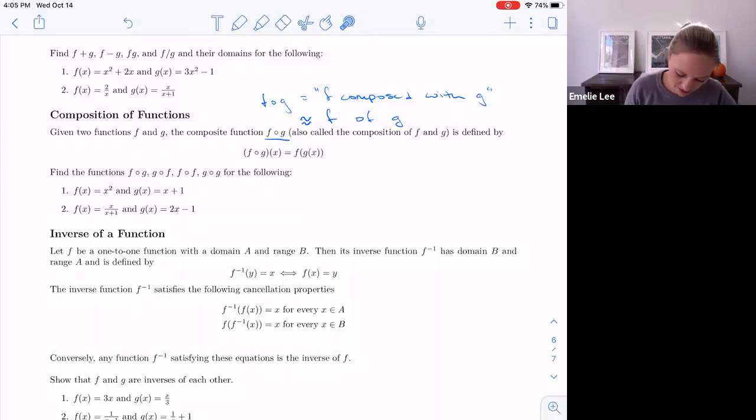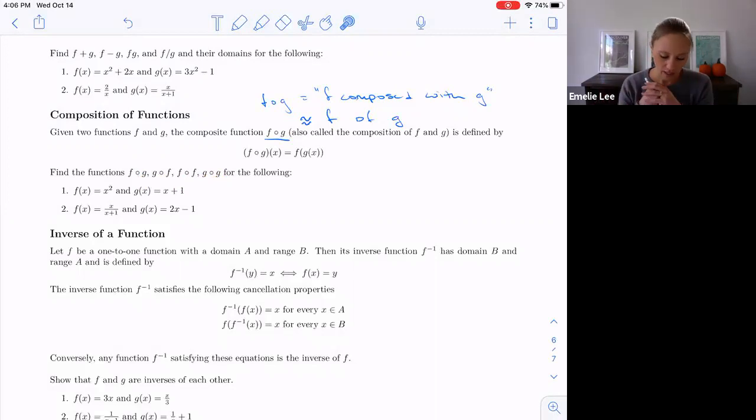We can find f composed with g, that's plugging g into f. We can find g composed with f, that's plugging f into g. We can even compose the same function into itself. So f composed with f is going to yield yet another function. Same with g composed with g, it gives us a different function. So it's just a way of getting these different functions.